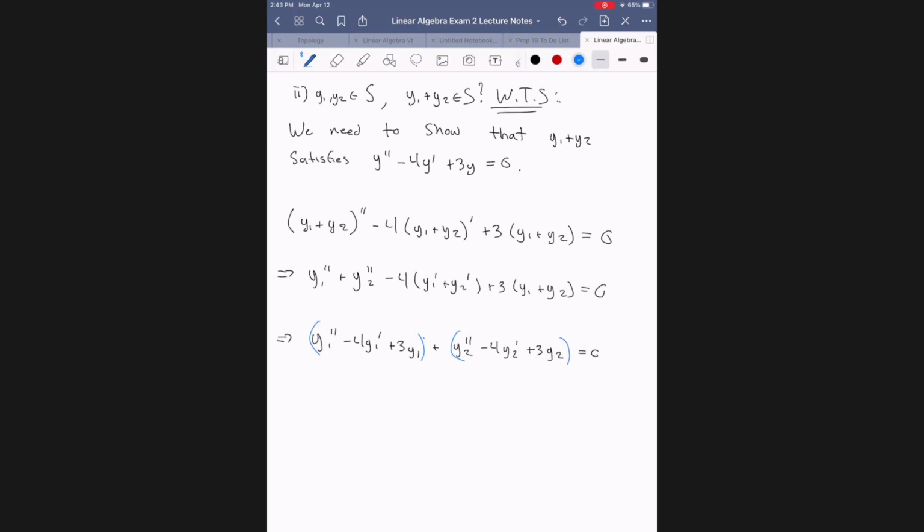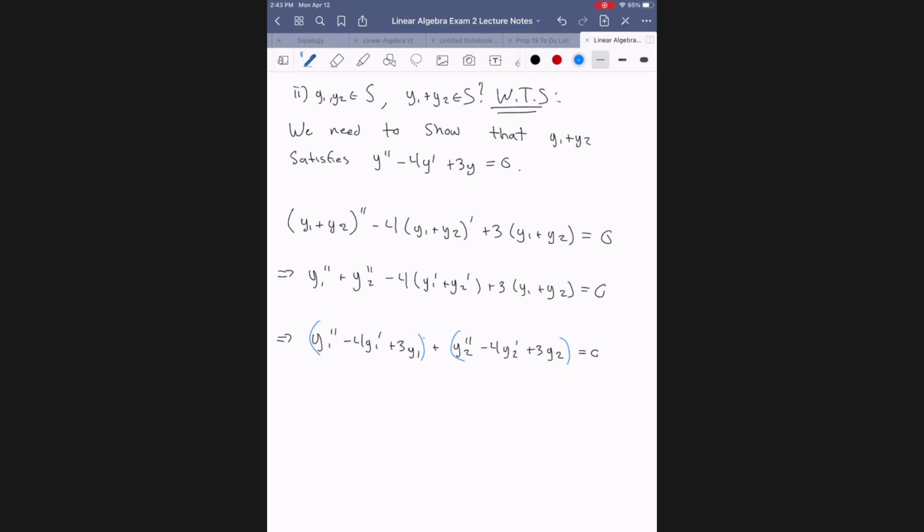Right. Well, the original equation is that expression, right? But why does y1 being plugged into there give me 0, and y2? Yeah, because they're both in S. So since y1 and y2 are in S, they have to satisfy that equation, right? Meaning they both have to be equal to 0.